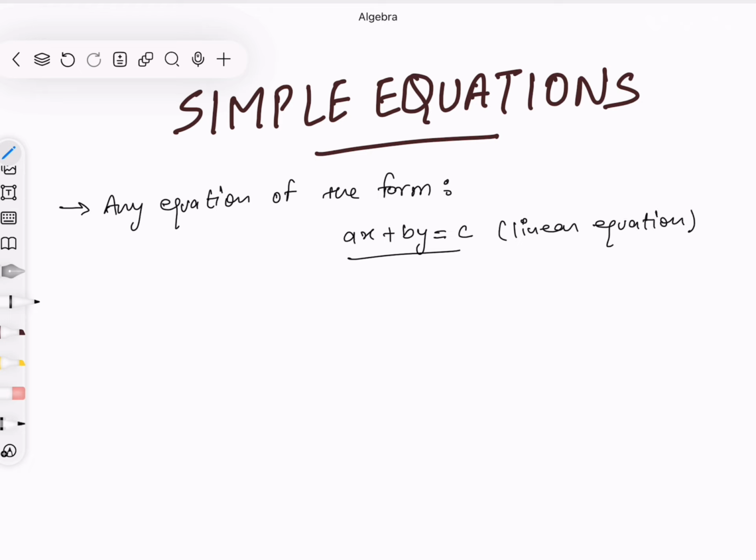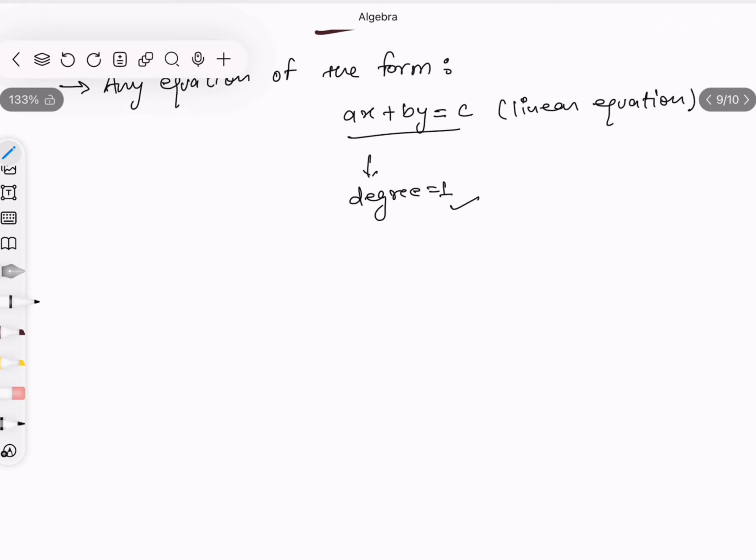Basically, what I'm trying to say is the degree should be 1. If the degree is 1, then it is a linear equation. And what do I mean by degree? The variables that you have, this x variable and this y variable, should have a power of 1. If they have the highest power of 2, then the degree of that equation will be 2, and in that case it will be a quadratic equation. Right now, since the degree of x and y both is 1, this is going to be a linear equation. As simple as that.